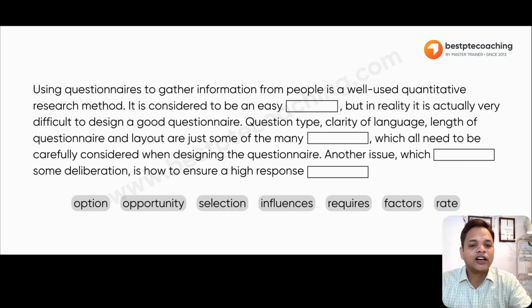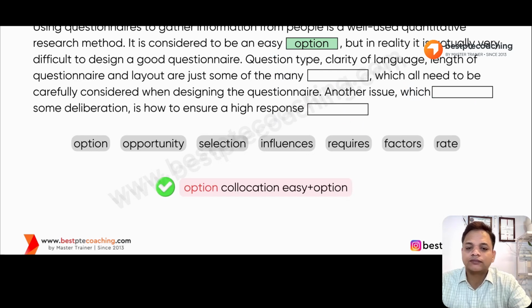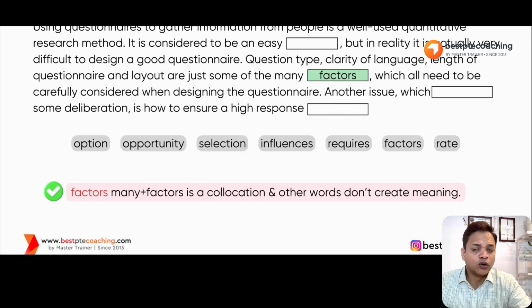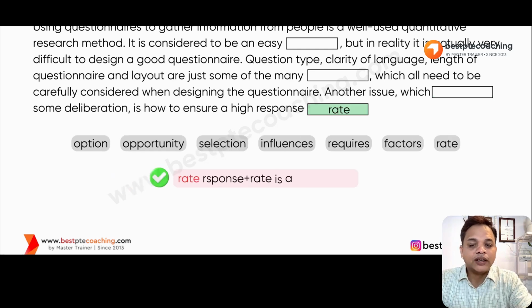Let's look at the answers all at one go. An easy option, many factors, plural, many, plural, which requires, response rate. One by one. Easy option is a collocation. Second, many factors is a collocation, and other words are not creating meaning there. Third one, which requires, other words are not creating any meaning there. And, which blank some deliberation to ensure high response, blank. High response rate is a collocation, other words are not suitable.